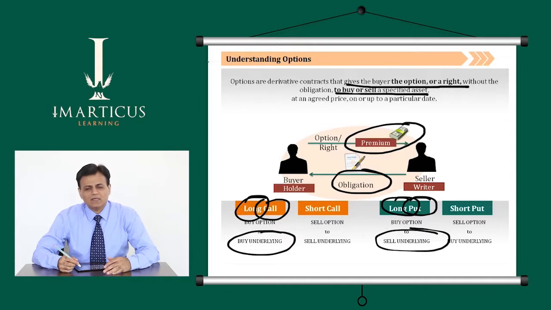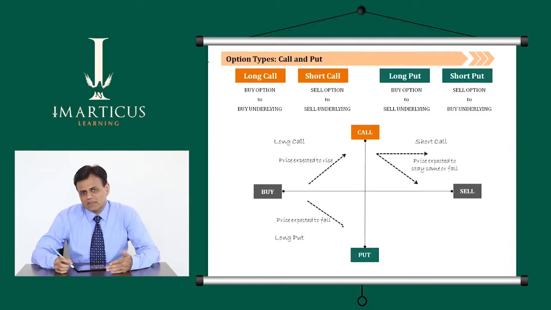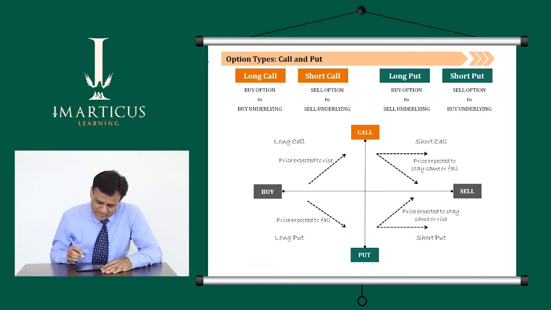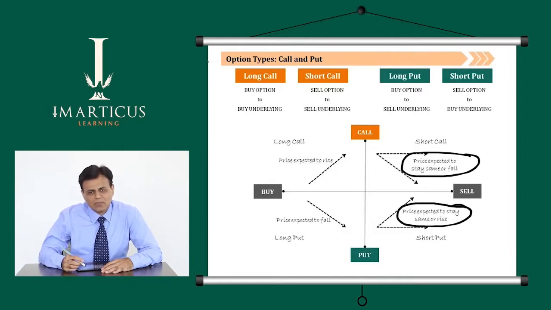Now let's get to what would be the motive behind somebody who wants to buy a call or a put. The buyer of the call expects the prices of the asset to rise, whereas the buyer of the put expects the prices to fall, which means that the seller of the call expects the prices to stay the same or fall. Basically, he expects that the price would not rise. On the other hand, the seller of the put expects the prices to stay the same or rise. Simply speaking, the person who is short put expects the price not to fall.